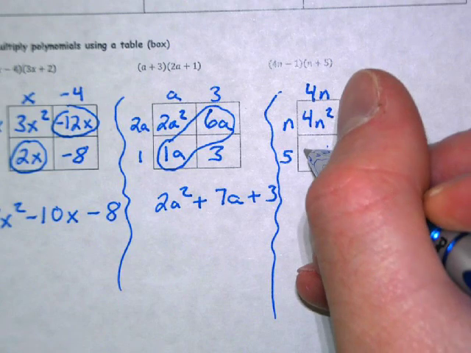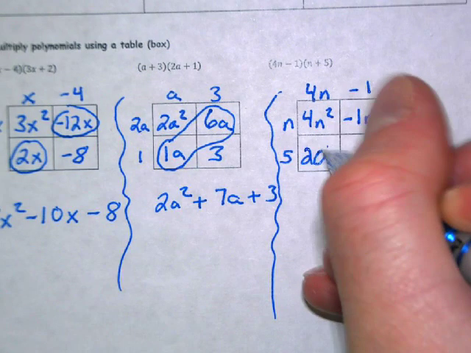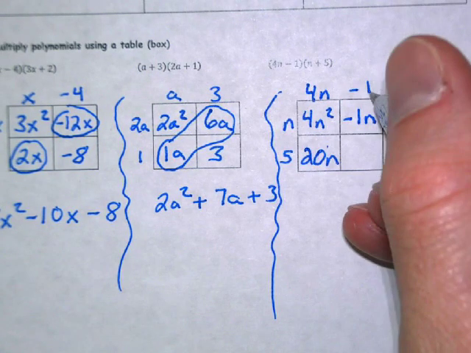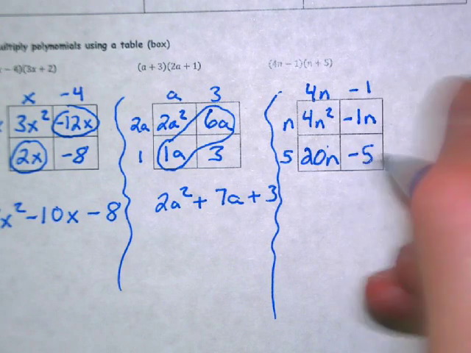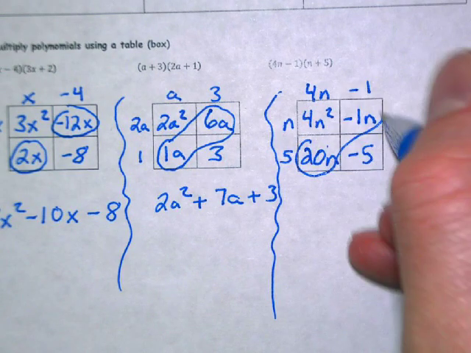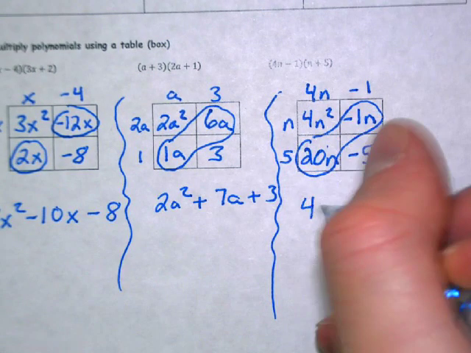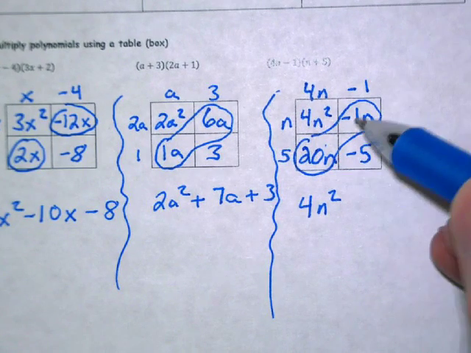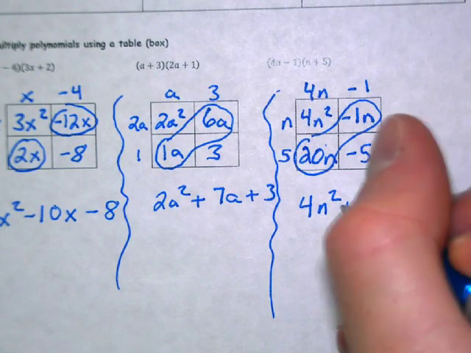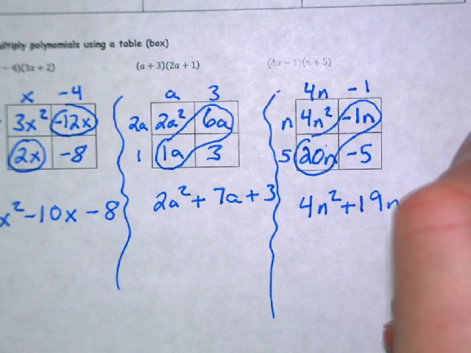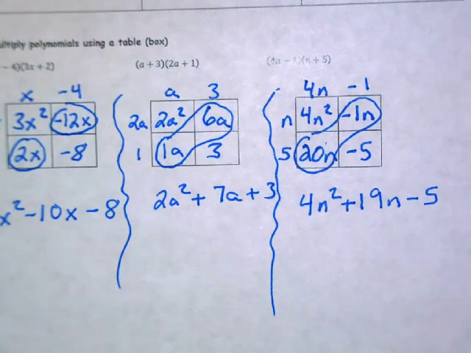Bottom row, what's this box? 5 times 4n. 20n. And then last, 5 times negative 1. Negative 5. So there's our like terms. You got 4n squared first, 20n minus 1n, 19n, and then minus 5 last. All right, we good with those?